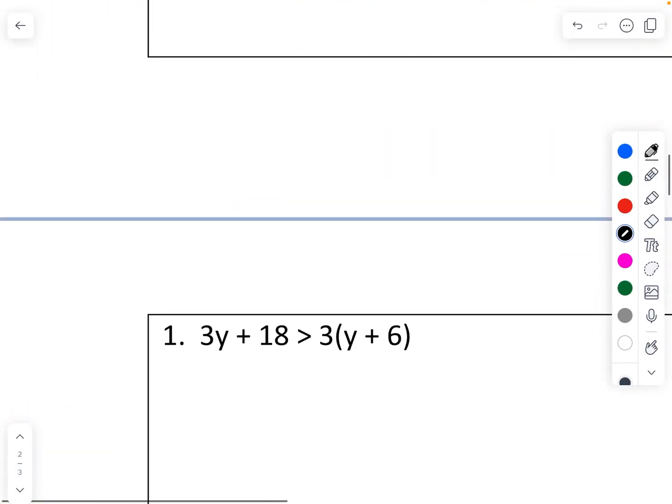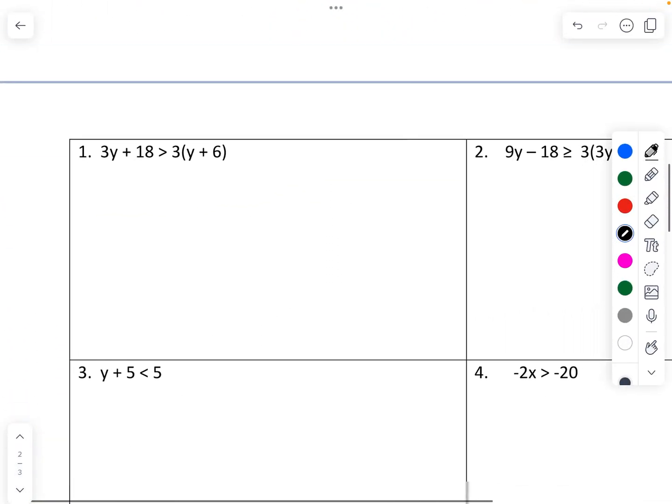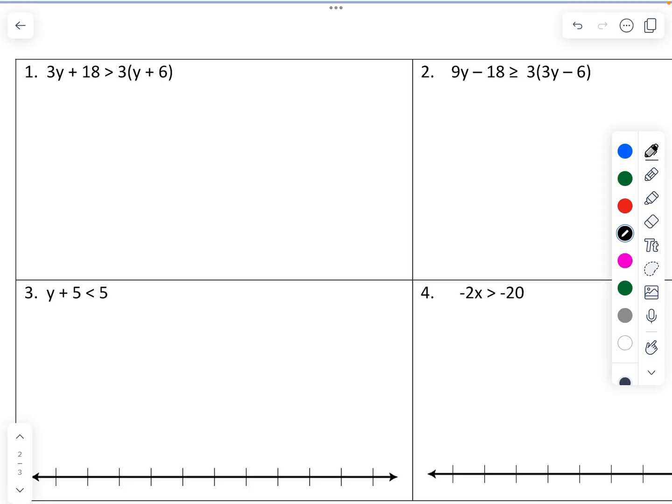So for example, let's take a look at a couple more here. I'm going to ask you to try 1 and 2 on your own. Pause the video, try them, and then unpause and check your work.